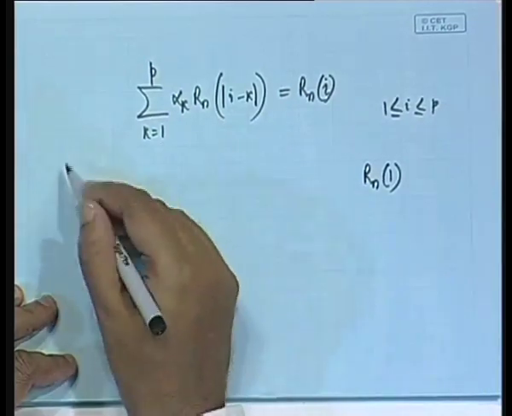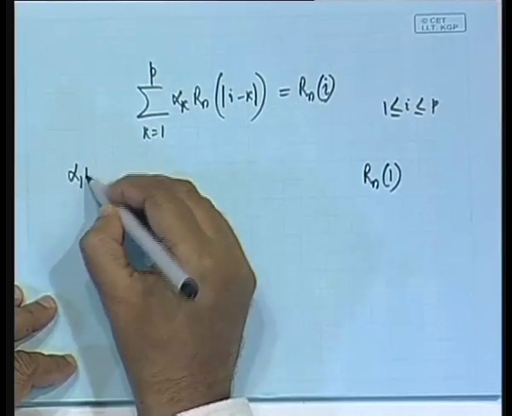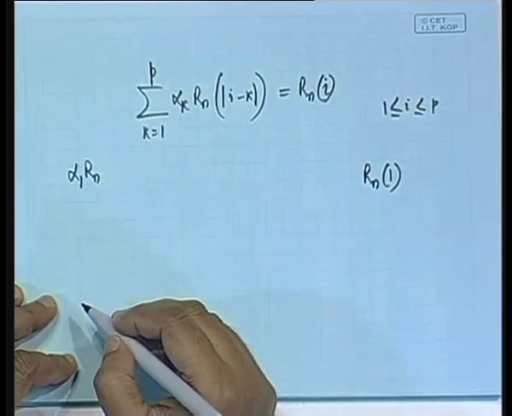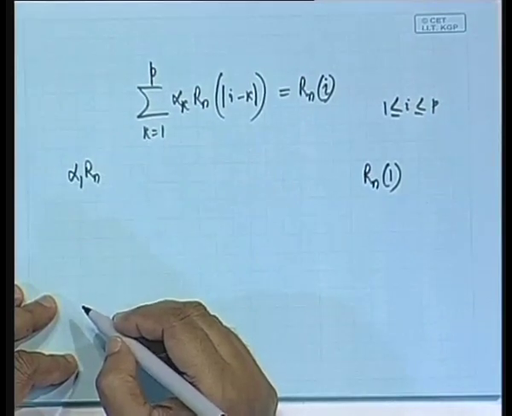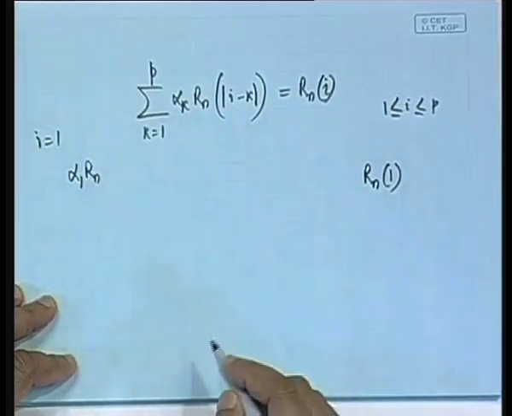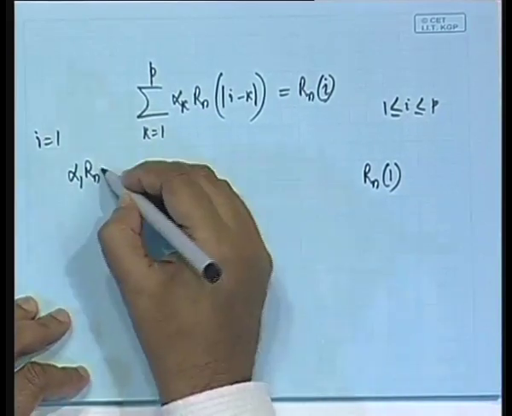So what are we going to write on the left hand side? Alpha 1 Rn, it will be mod of 1 minus 1, because i is 1. So this equation we are writing for i is equal to 1. So that means to say Rn of 0.